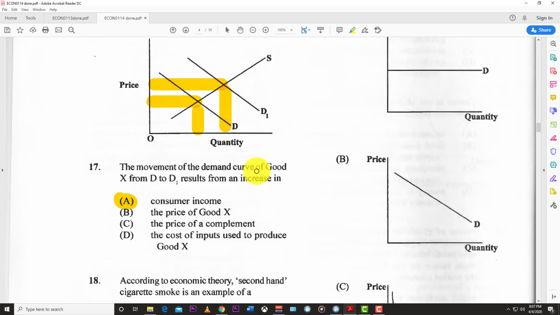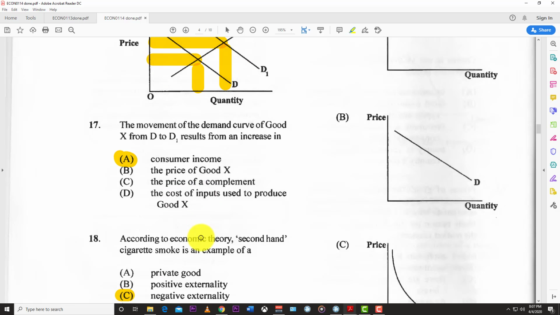Number 17, the movement of demand curve of good X from D to D1 results from an increase in, and the best answer is A, consumer income. That's one that causes a shift. This causes a movement. This would not be it, and this would not be it because it's about supply.